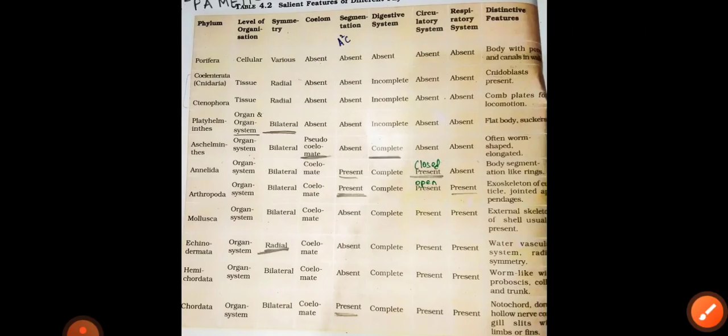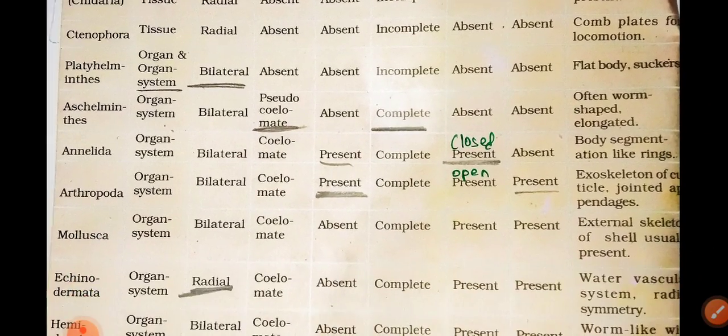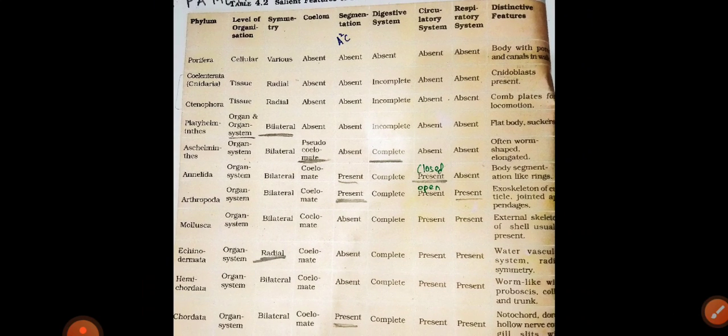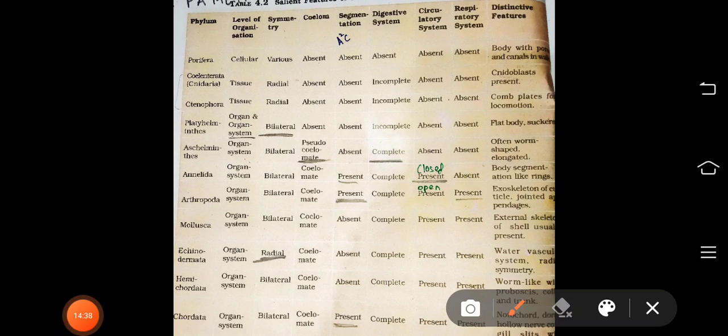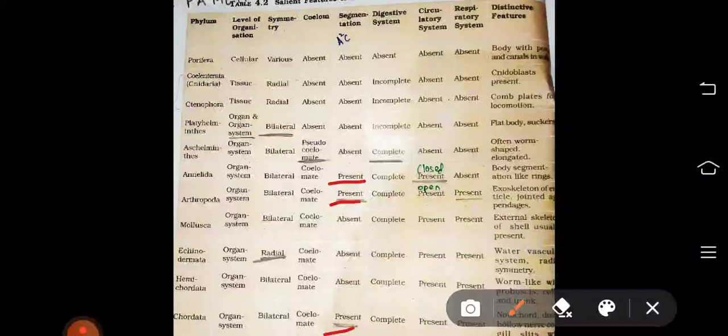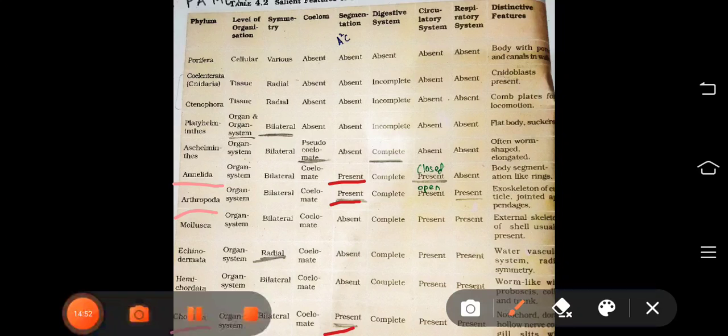Now let's see the examples. As you can see, segmentation is only present in Annelida, Arthropoda and Chordata. Very important, because segmentation is only present in three phyla: Annelida, Arthropoda, Chordata.